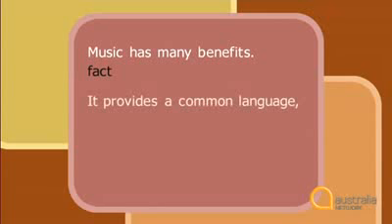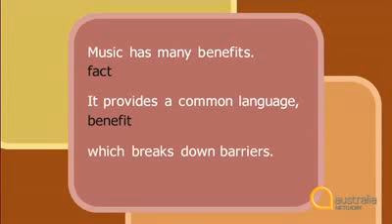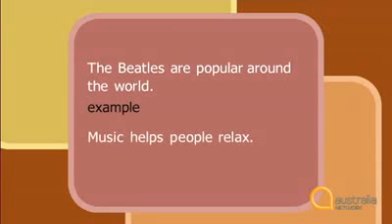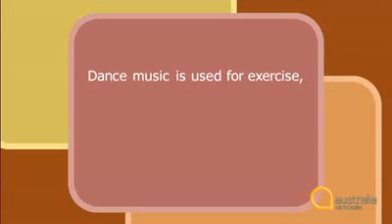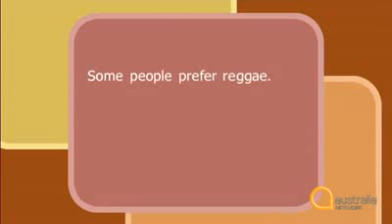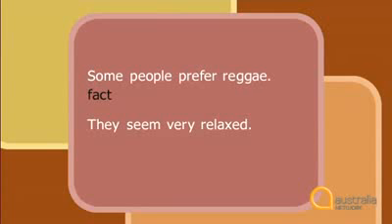Fact. It provides a common language. Benefit. Which breaks down barriers. Explanation. The Beatles are popular around the world. Example. Music helps people relax. Benefit. Dance music is used for exercise. Fact. Because it promotes movement. Reason. Some people prefer reggae. Fact. They seem very relaxed.